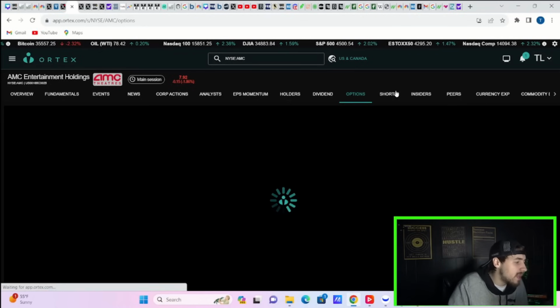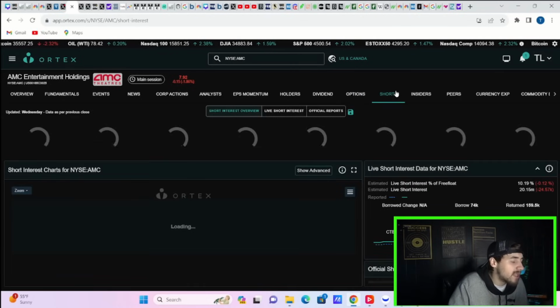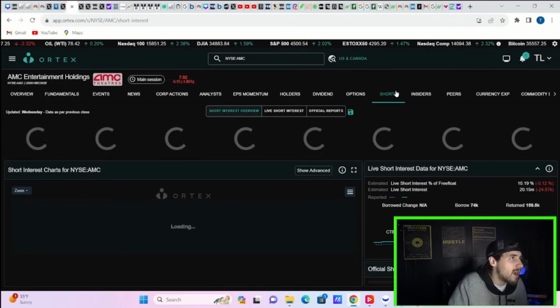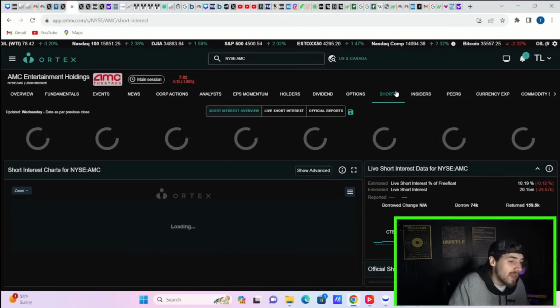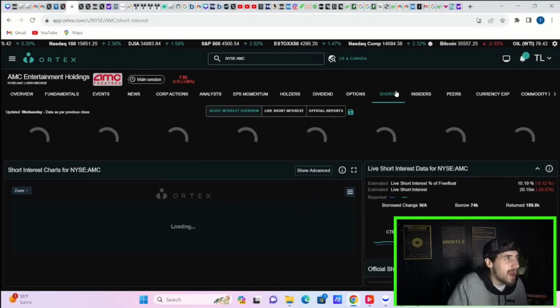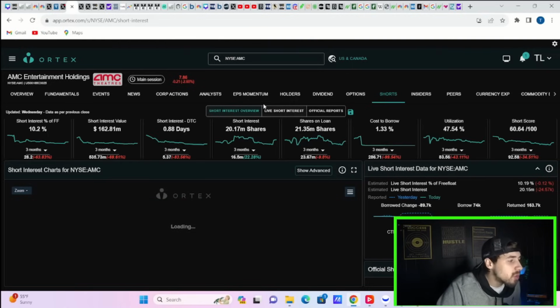Now, if you take a look at the short position here on AMC stock, you guys got to remember, take it with a big grain of salt. This data is, I would say, not the most accurate. I think a lot of you guys would agree with me on that. I personally don't believe it at all. Short interest of free float at 10.2%, $162.81 million worth of short positions, days to cover 0.88, 20.17 million shares currently sold short. Shares out on loan, 21.35 million. Cost to borrow, 1.33%. Utilization of 47.54%. And a short score of 60.64 out of 100.